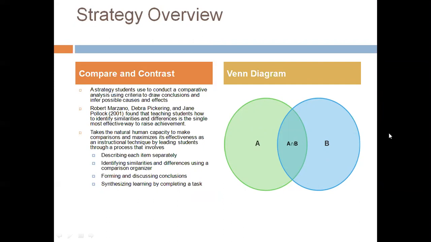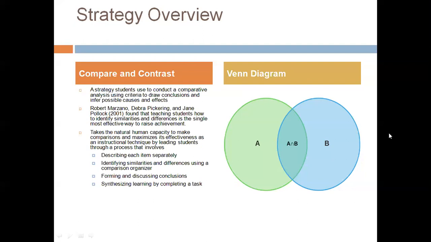This strategy takes the natural human capacity to make comparisons and maximizes its effectiveness as an instructional technique by leading students through a process that involves things such as describing each item separately, identifying similarities and differences using a comparison organizer, forming and discussing conclusions, and synthesizing learning by completing the task.